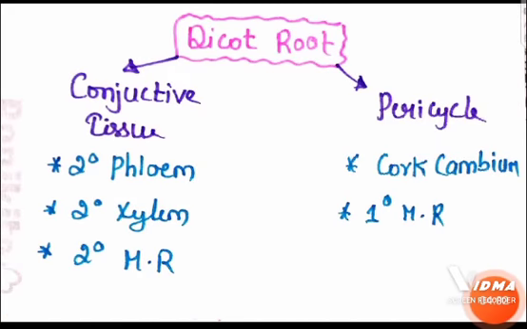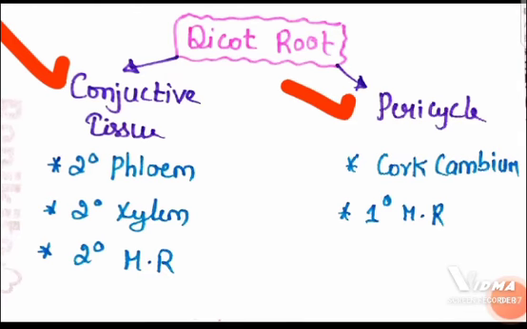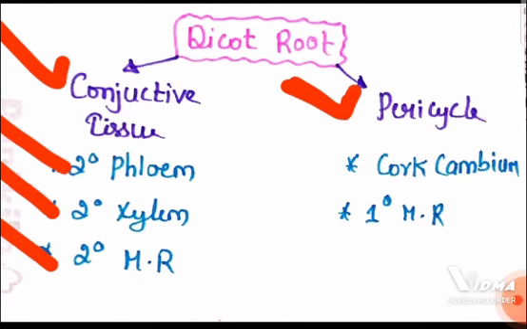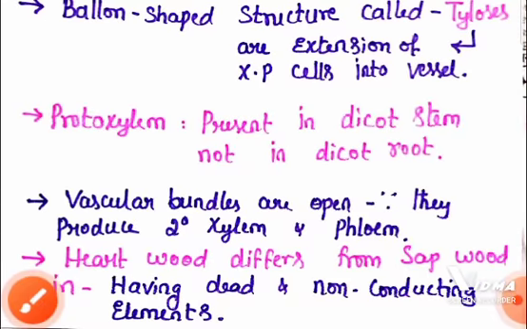And secondary growth in the dicot root includes conjunctive tissue and pericycle, where conjunctive tissue gives rise to secondary phloem, secondary xylem and secondary medullary ray, and pericycle gives rise to cork cambium and primary medullary ray.